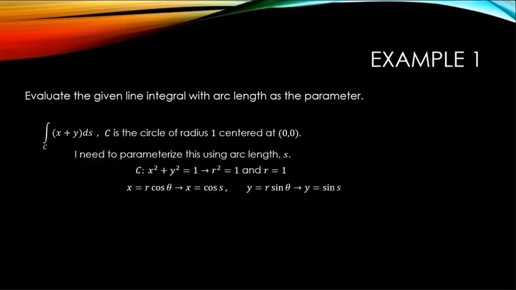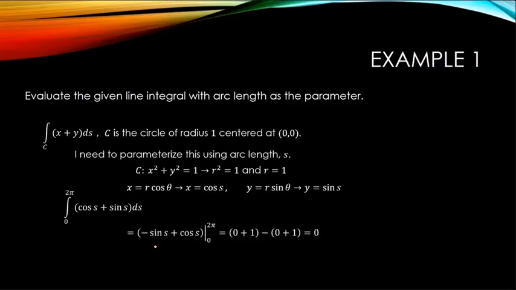This parameterization allows me to write my line integral as an ordinary integral from 0 to 2 pi of the quantity cosine of s plus sine of s ds. This gives me negative sine s plus cosine s evaluated from 0 to 2 pi, which gives me 0 plus 1 minus 0 plus 1, or 0.